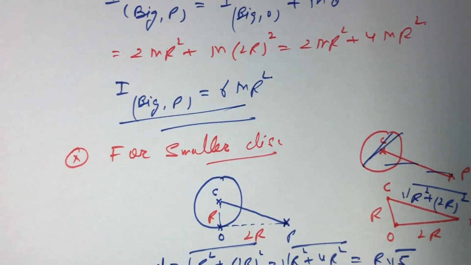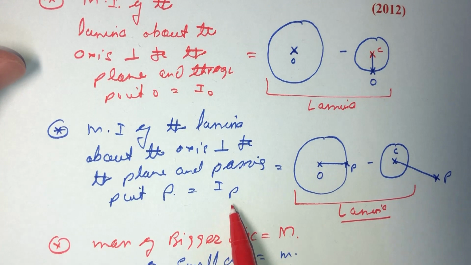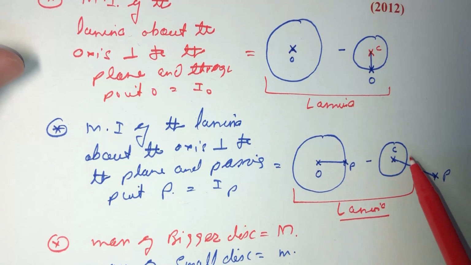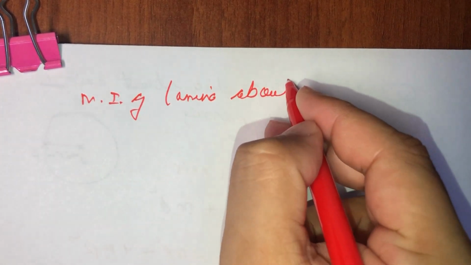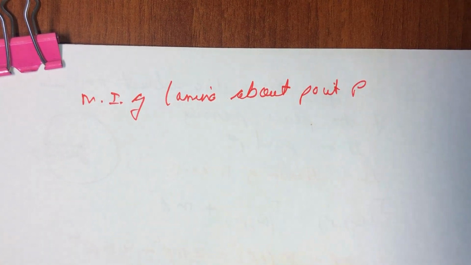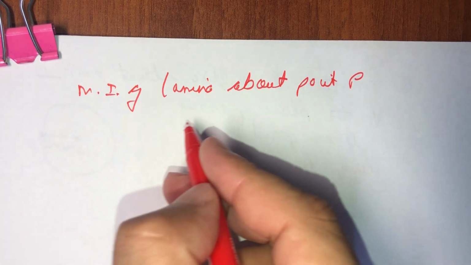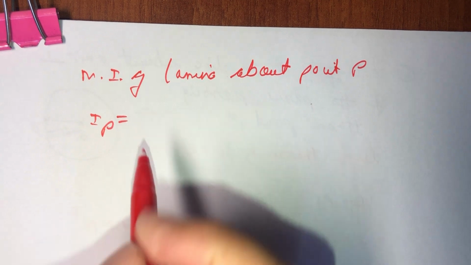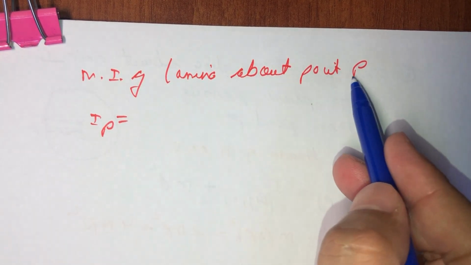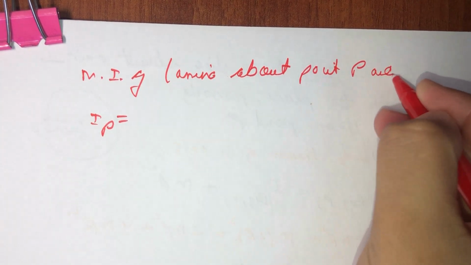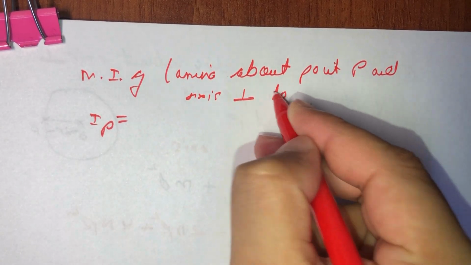Now we are going to find out the moment of inertia for the lamina, and we already know that the moment of inertia of the lamina about point P is given as IP, which will be equal to the moment of inertia of the bigger disk about point P minus the moment of inertia of the smaller disk about point P. So therefore we can say the moment of inertia of lamina about point P, with the axis perpendicular to the plane.